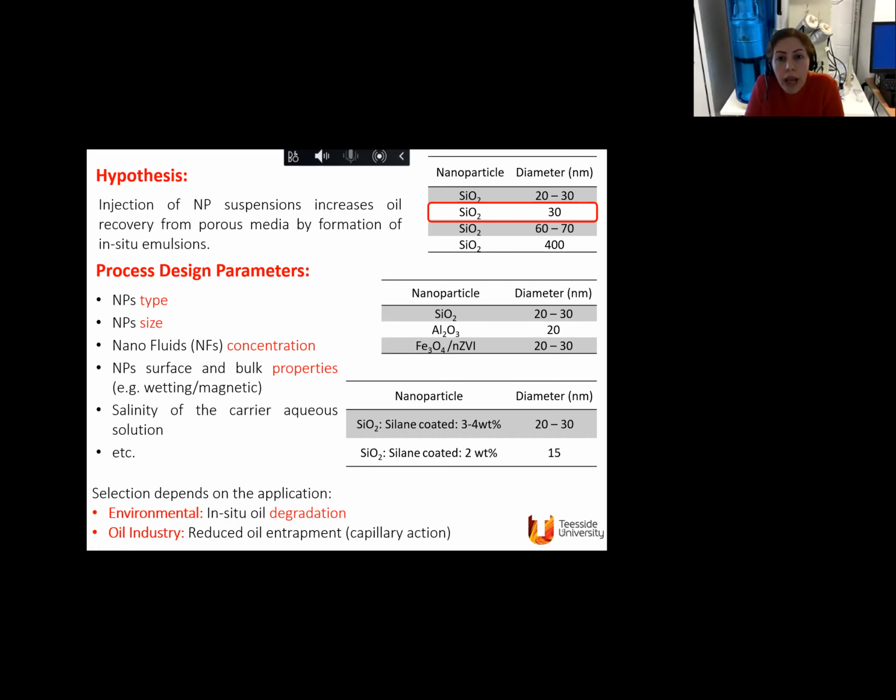So I've included here a few tables. These show what has been studied in the literature more frequently than the others. So silica, alumina, other nanoparticles have been used, sometimes coated, sometimes bare. In this study, we went for bare nanoparticles, so hydrophilic nanoparticles of silica and 30 nanometer diameter.